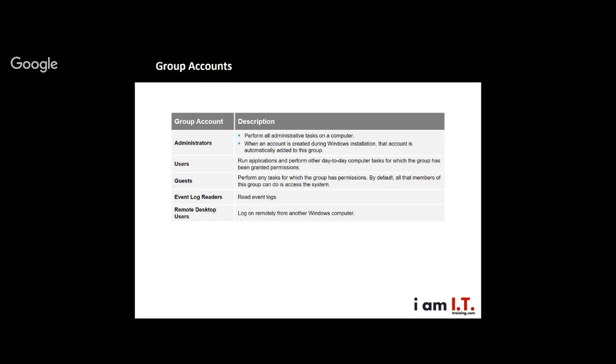Now, event logs are literally just a log or a record of pretty much every single thing that happens in your computer. When someone logs in, when they open an application, when they get an error, all these things are logged. And of course, remote desktop lets you log into one system from another system remotely, so anywhere in the world.